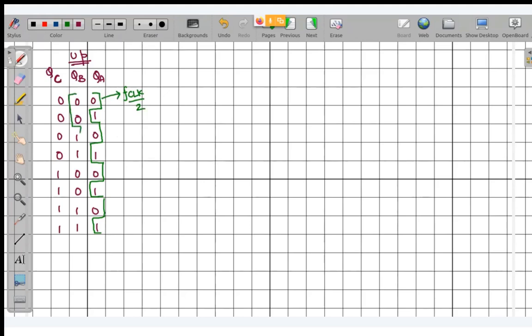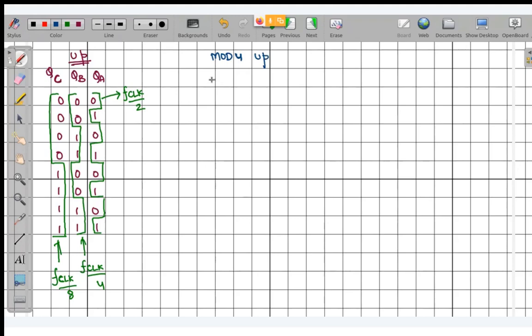Over here, what will happen? It will be F clock by 4. And at this point, it will be F clock by 8. Now the same thing you can even do for a down counter. But what will happen if suppose this is a mod 4 up counter?